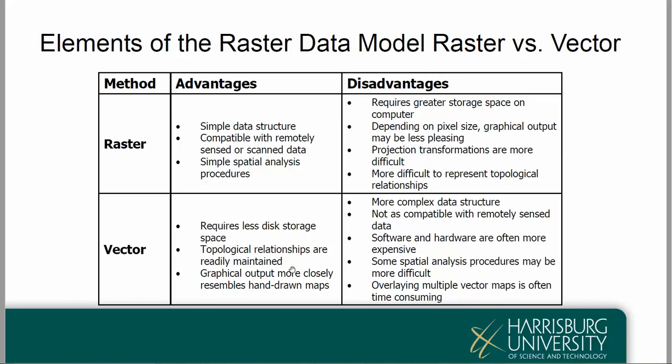And then vector data, of course, uses less disk storage space. You can have relationships that are easily defined, and it's easy to create output that looks like a real map. But it has a complex data structure and is not really compatible with remotely sensed data, the way that images are captured. Software and hardware is often more expensive to manage and manipulate vector data. Analysis procedures can be difficult, and overlaying vector maps is time consuming because they're not nice clean grid squares, they're complex shapes and lines.